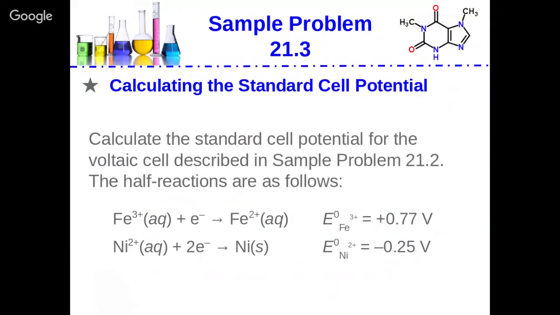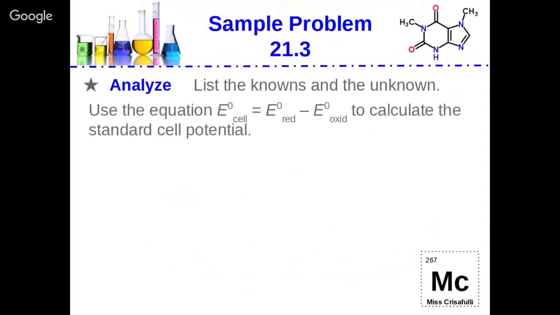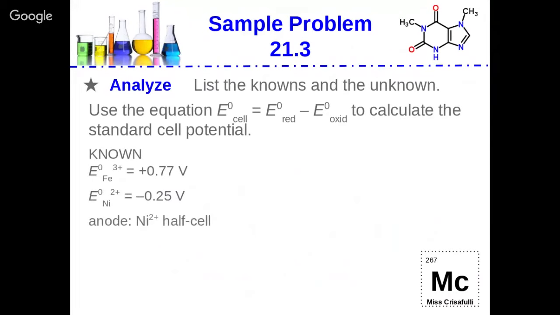Now let's look at our last example problem for this section. We're going to calculate the standard cell potential for the voltaic cell that we described in the problem before. So that's going to be the nickel and the iron cell. Here are our standard reduction potentials off of our chart that you're going to be given. The first thing that we're going to do is use that equation to calculate our standard cell potential. So we need to look those up off the chart, which is Fe3 plus is a positive 0.77 volts. Nickel 2 plus is a negative 0.25 volts.